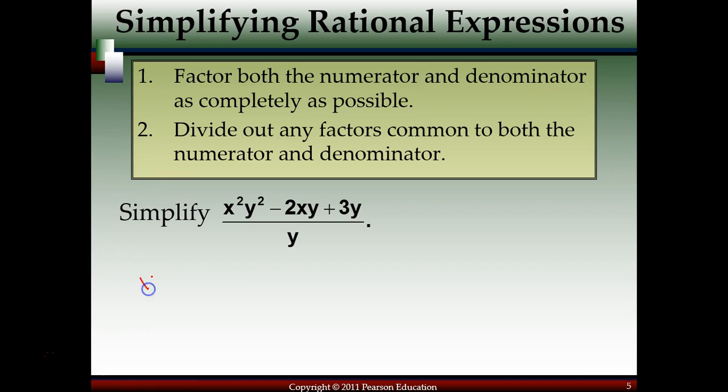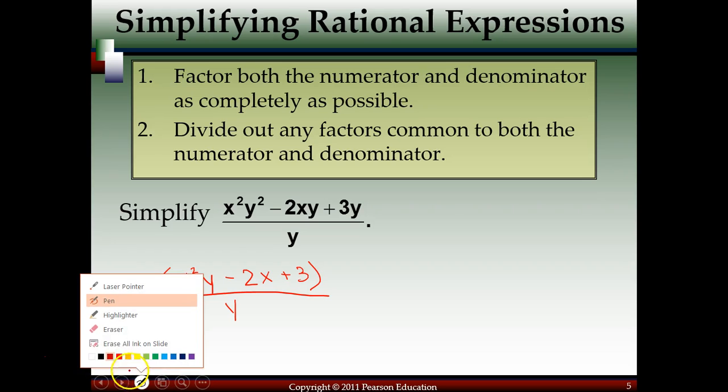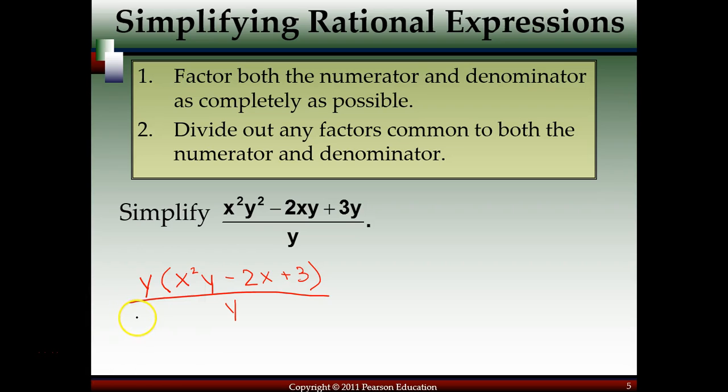Taking out a y, we are left with x squared y minus 2x plus 3, and that is still all over y. Now, the second step says to cancel out or divide out any factors common to both the numerator and denominator. So y is in common with the numerator and denominator. Those cancel, and you end up getting what's left over.